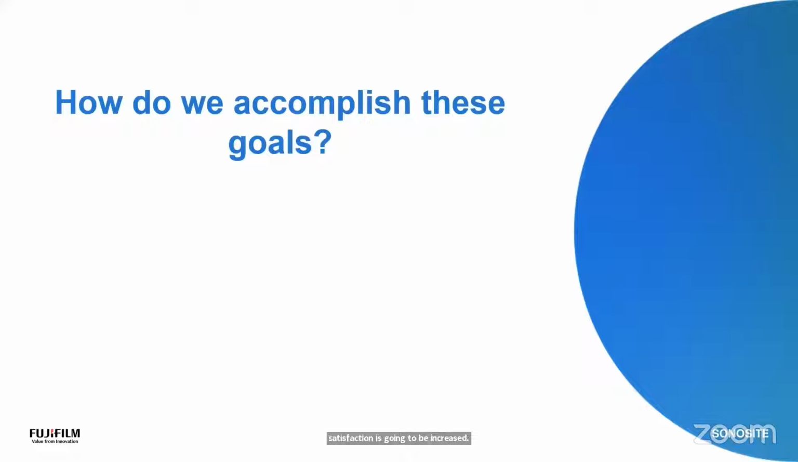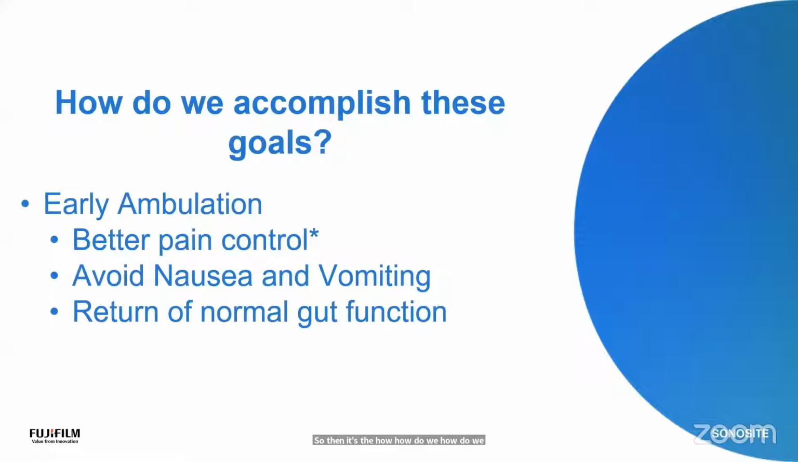So then it's the how. How do we accomplish these goals? And really the key is early ambulation. Again, no secret. It's been written about in numerous papers. But then it's how do we get these patients to ambulate a little bit earlier? Better pain control for sure. That's probably top two with nausea and vomiting. So decrease nausea and vomiting, improve your pain control one way or another, and then return of normal gut function is just as important. It goes hand in hand with nausea and vomiting as well.